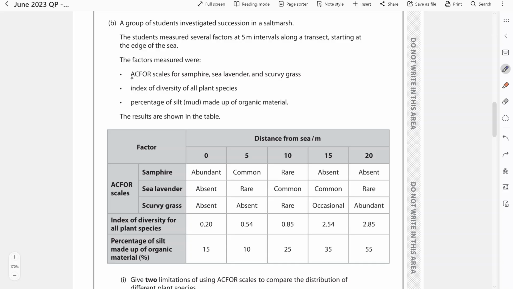All right, so the ACFOR scale is a scale that measures or compares the amount of species in a given area. So A is for abundant, C is for common, F is for frequent, O is for occasional, R is for rare. And sometimes you might have none as well.